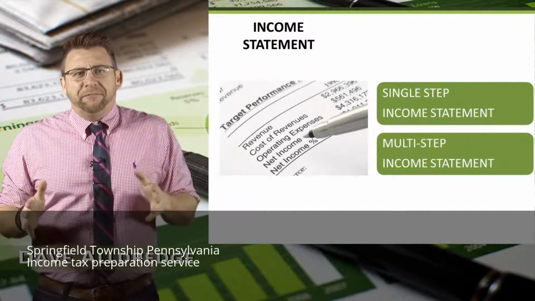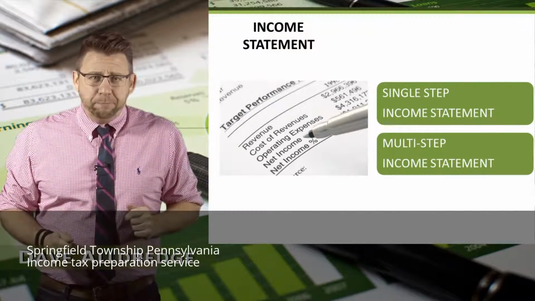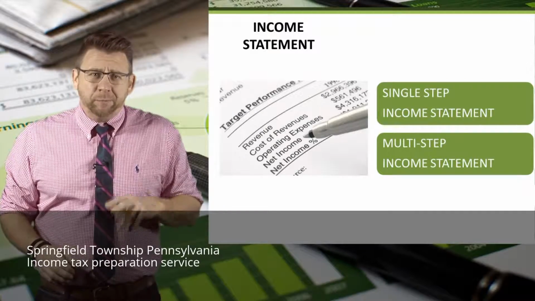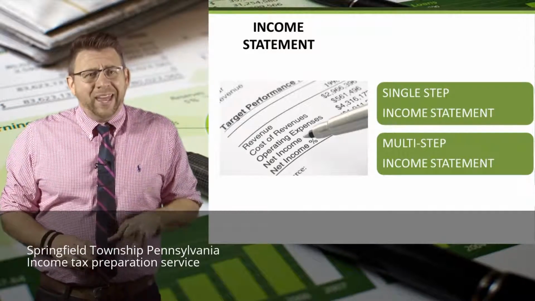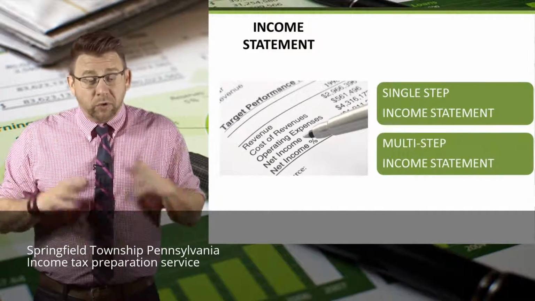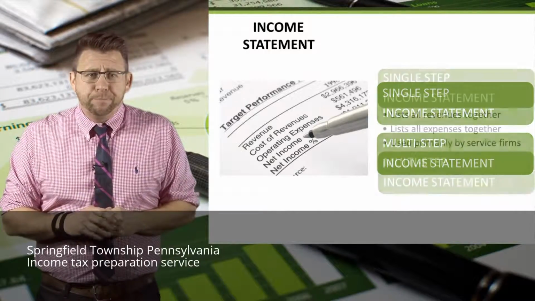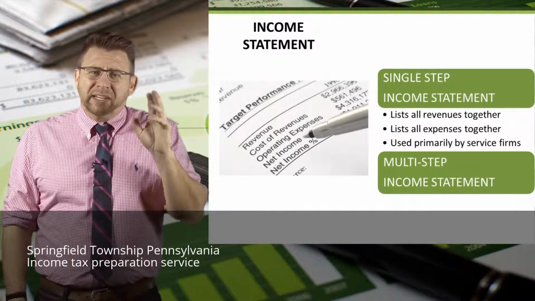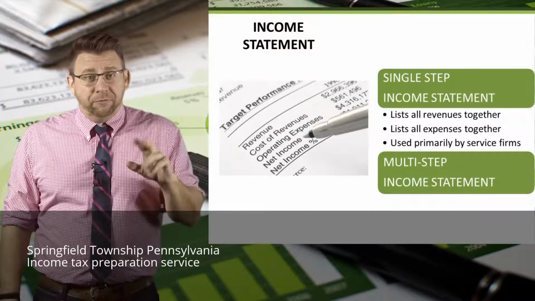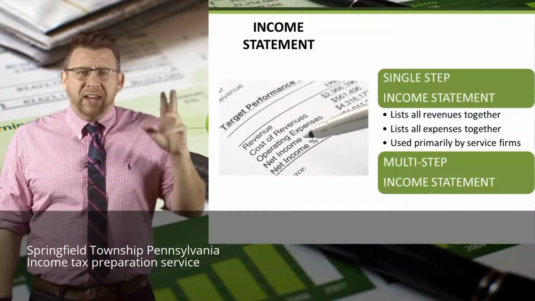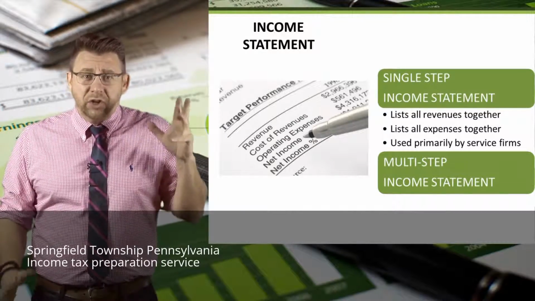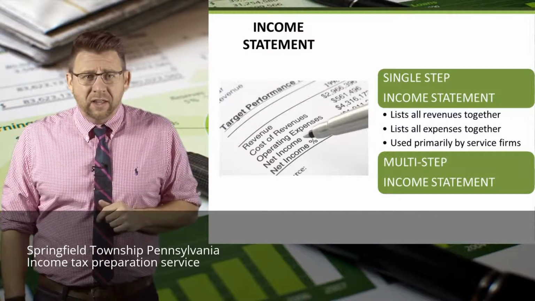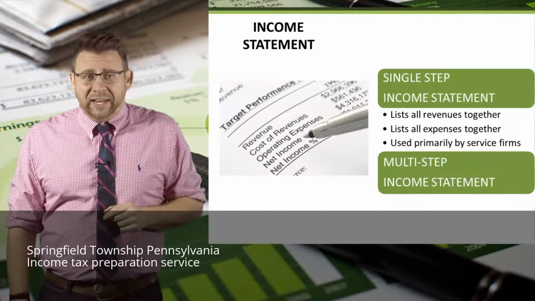There are two primary formats for the income statement: the single-step income statement, which you're already familiar with, and the multi-step income statement, which we will learn about in this podcast. The single-step income statement lists all revenues together and totals them for total revenue. Then all expenses are listed together and totaled for total expenses. The difference is then net income.